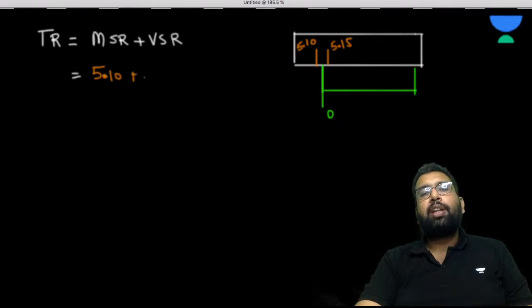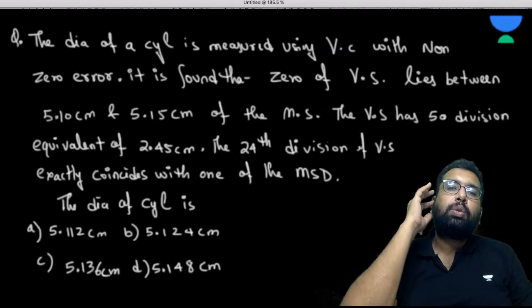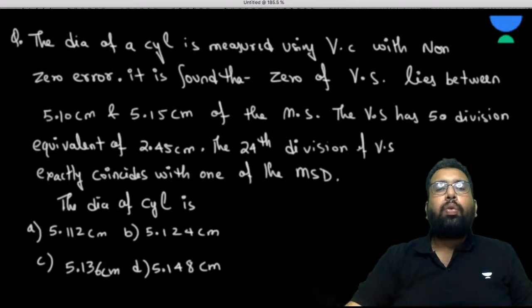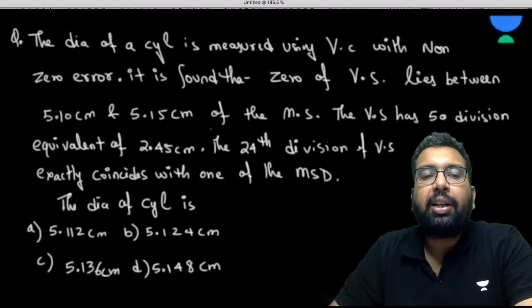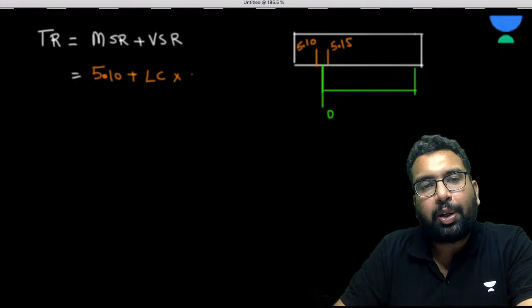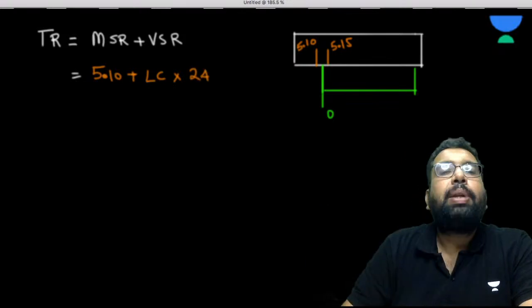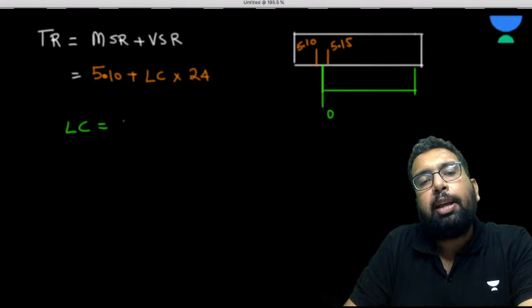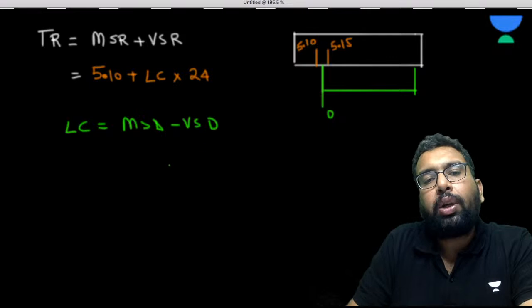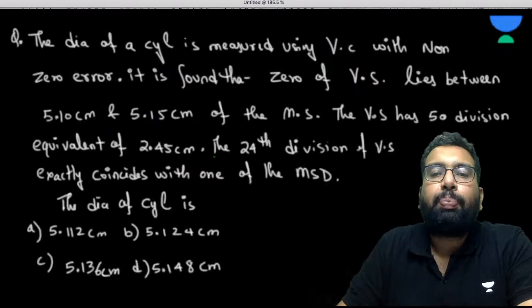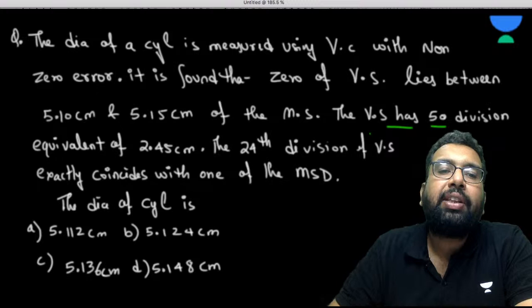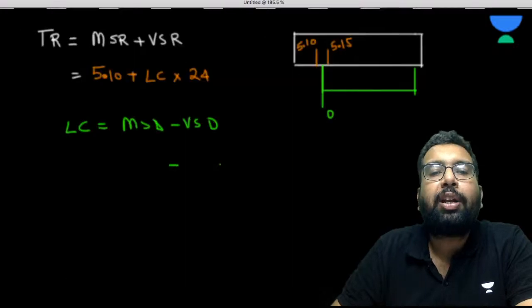But for Vernier scale reading, we require least count into coinciding division. Coinciding division is clearly 24, the 24th division of the Vernier scale. But sir, what is the least count? Least count is main scale division minus Vernier scale division. Now what is this Vernier scale division? The Vernier scale has 50 divisions equivalent to 2.45 centimeter.